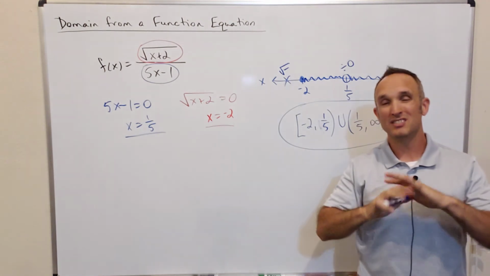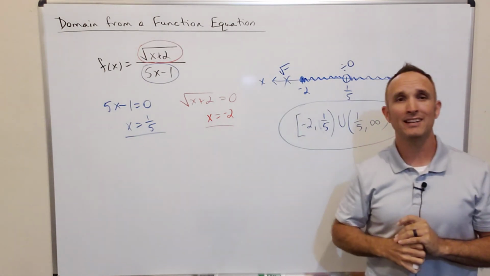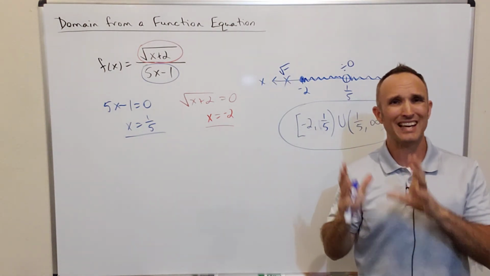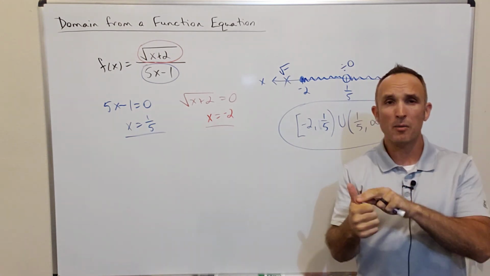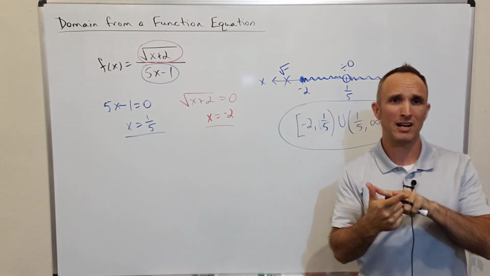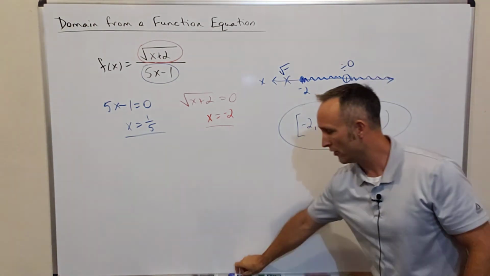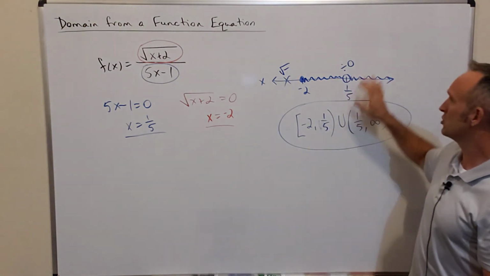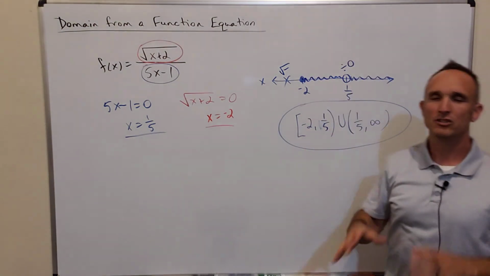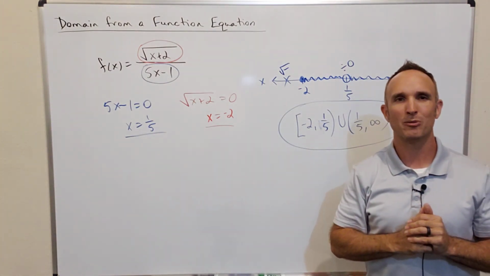So I tried to do several examples here of domain, how to identify critical areas. That's the big thing, understanding that denominators and even roots, they're the troublemakers, right? So let's hone in on those to identify our critical values, and then just visually break up the number line so you can evaluate region by region to determine what your domain is.